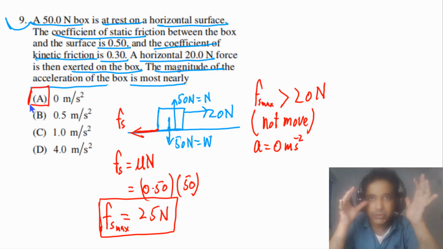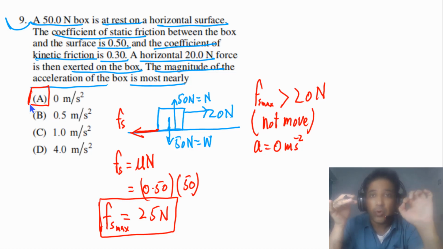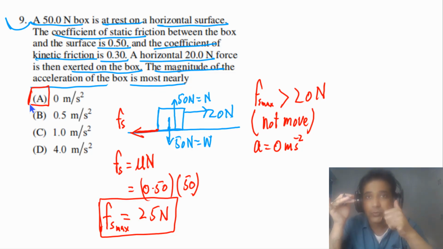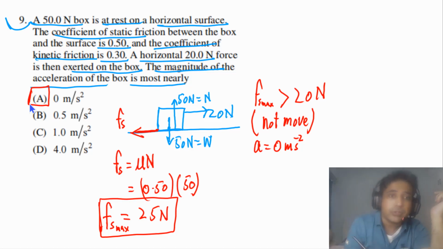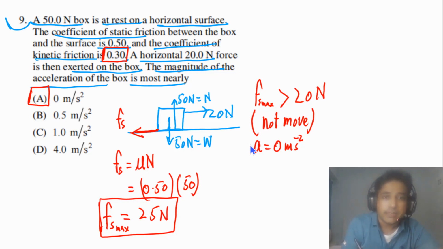Always check whether the block is moving or not. This is just a tricky question. You have to check whether the applied force is greater than the maximum value of static friction or not. If the applied force is greater, the block will move and accelerate, meaning there will be a resultant force, and then you can calculate acceleration using the coefficient of kinetic friction. But in this case the block is not moving, so acceleration is equal to 0 meters per second squared.